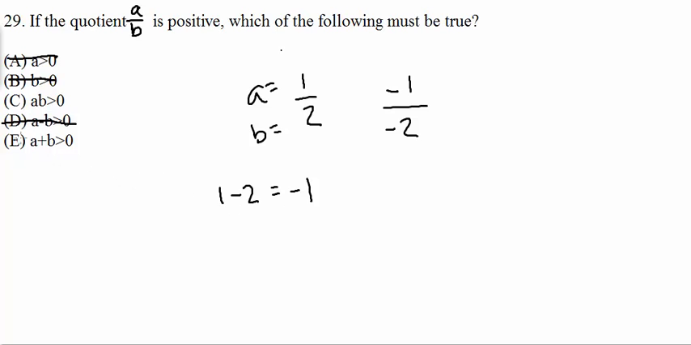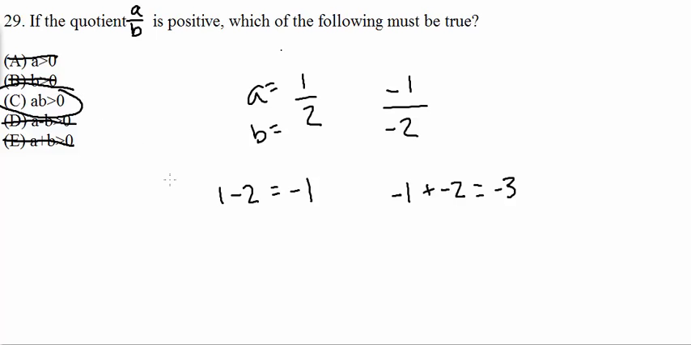So now let's try a plus b is greater than 0. With these, this would actually work because 1 plus 2 is greater than 0, but let's try our other case. If we were to have -1 plus -2, this is equal to -3, which again is not greater than 0. So we can go ahead and cancel that out. So in this case, our answer is going to be letter C, a times b is greater than 0.